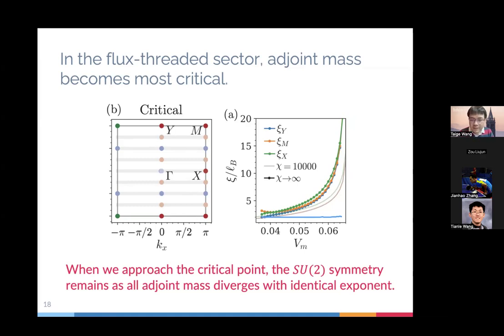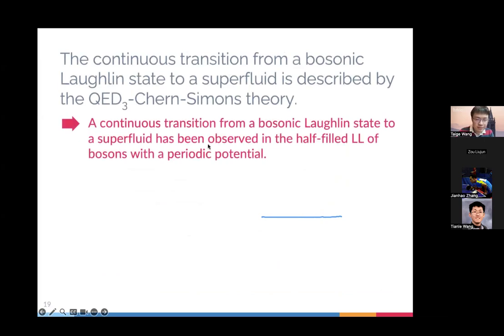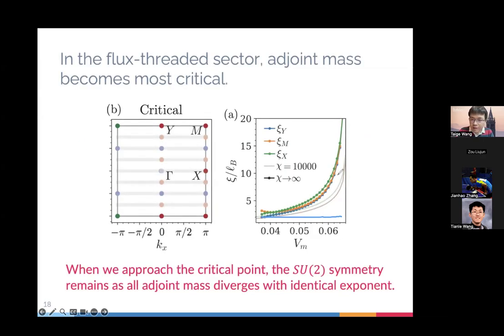So I should say, I have 6 curves here. These 3 come from extrapolation, and these 3 are the raw data at bond dimension 10,000. Within each category there are 3 lines, green, orange, and blue, and they correspond to momentum Y, M, and X of these three momentums.